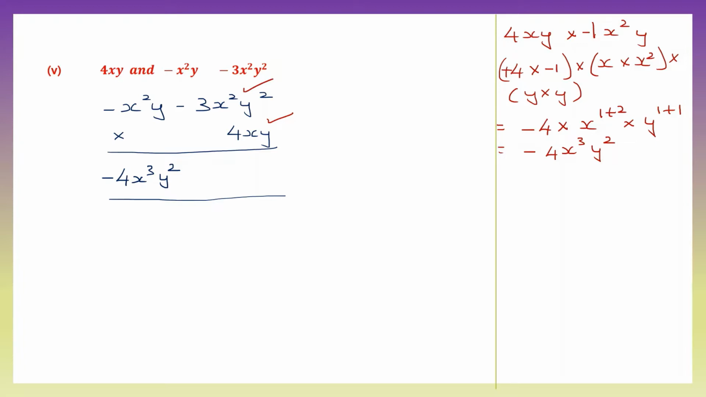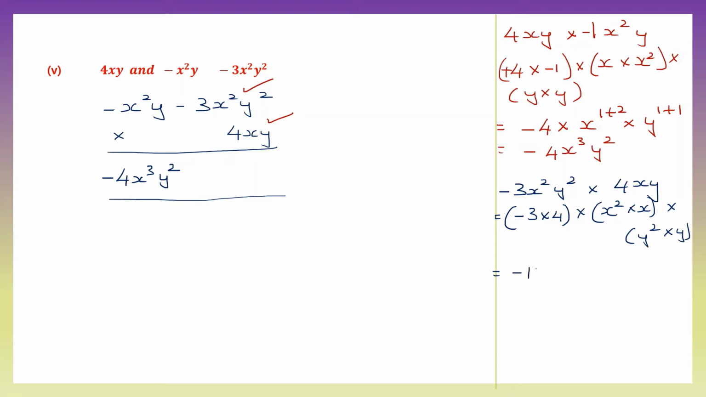4xy into that. So let's multiply that. That term is minus 3x square y square. We'll multiply it with 4xy. So here first let's take the numbers. Minus 3 into 4 into x square into x into y square into y. So first let's multiply the signs. Minus into plus is minus. 3 4s are 12 into x to the power of 2 plus 1 into y to the power of 2 plus 1. So that becomes minus 12 x to the power of 3 y to the power of 3. Let's write it down. Minus 12 x to the power of 3 or x cubed and y cubed.